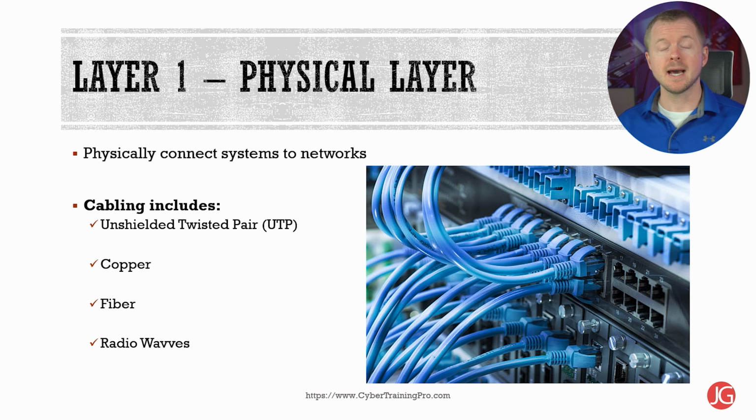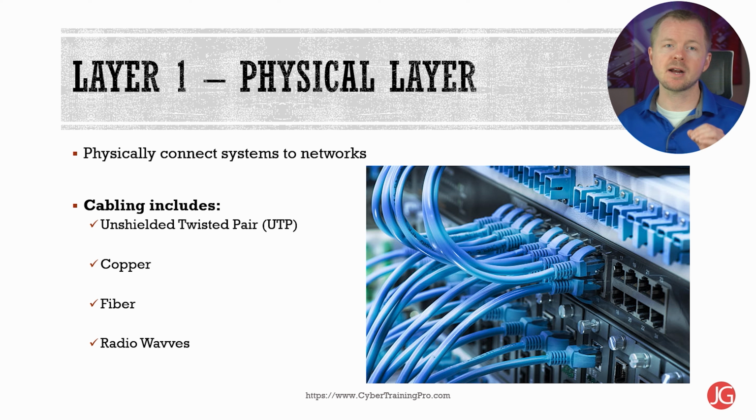Okay, layer one. At the basic level of networks, if we have a computer, we need to plug some kind of cable into it, which we call an unshielded twisted pair, or UTP, from our computer to a network jack or directly into a device like a router that you have at your house. We can also use other types of cabling like copper, fiber optics, or radio waves like Wi-Fi.